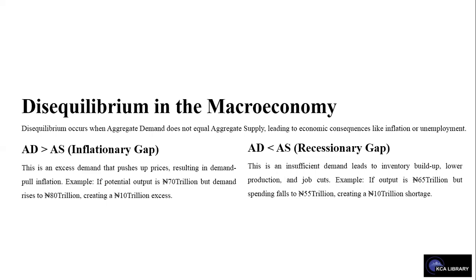And for the recessionary gap, this is an insufficient demand that leads to inventory buildup, low production, and job cuts. An example of this is when output is 65 trillion, but spending falls to 55 trillion, creating a 10 trillion shortage.